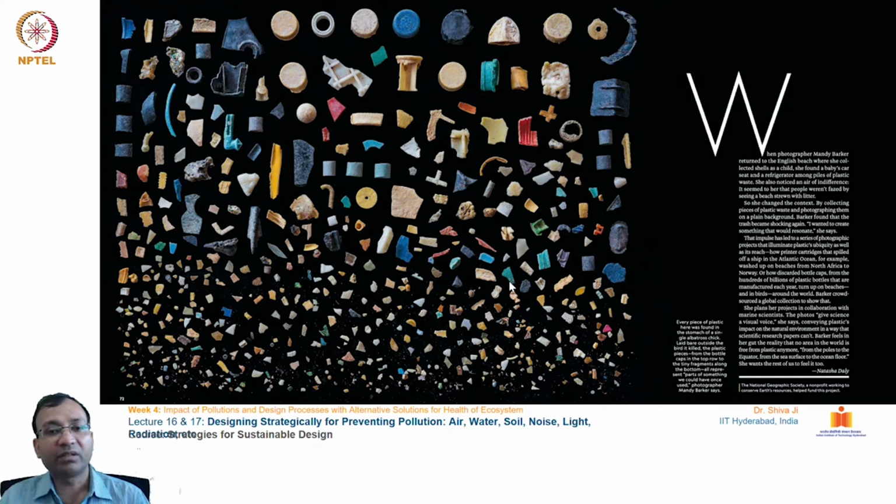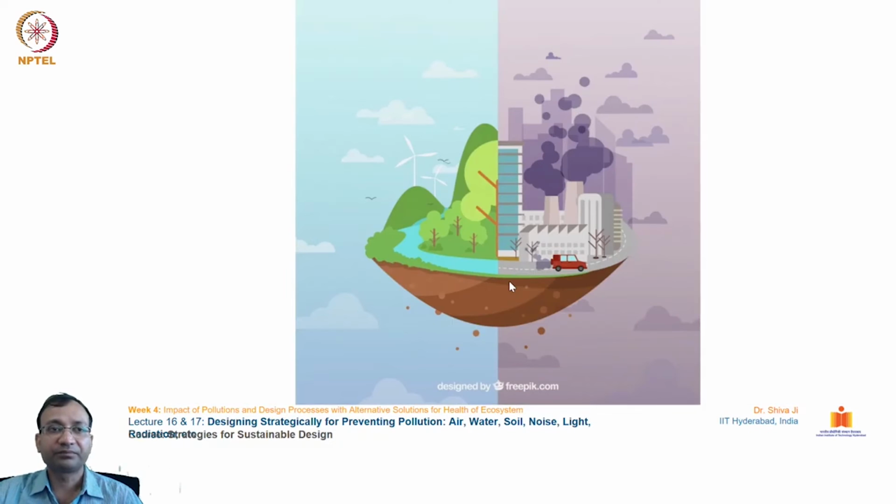Laid bare outside the bird it killed, the plastic pieces, from the bottle caps in the top row to the tiny fragments along the bottom, all represent parts of products which we generally use in our daily life. These pieces were collected from the remnants of a bird, and they were photographed by the photographer Mandy Barker. This is the extent of damage one can imagine this plastic is causing.